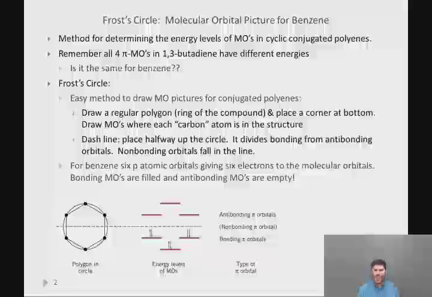So, how many electrons do we have? Well, because there are 6 p orbitals, there are going to be 6 electrons that will be contributed to the molecular orbitals. The 3 bonding molecular orbitals are all filled and the 3 anti-bonding molecular orbitals are empty. That is indicating that there are 3 pi bonds, which is what we would expect. But molecular orbital theory allows us to delocalize those pi bonds over the entire molecule rather than keep them localized specifically between 2 carbon atoms.